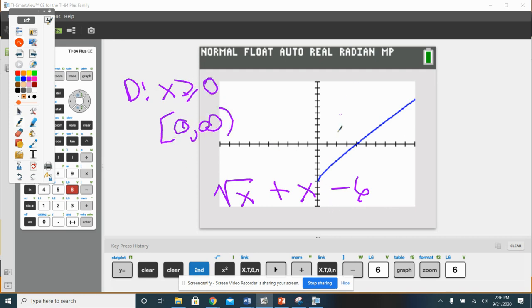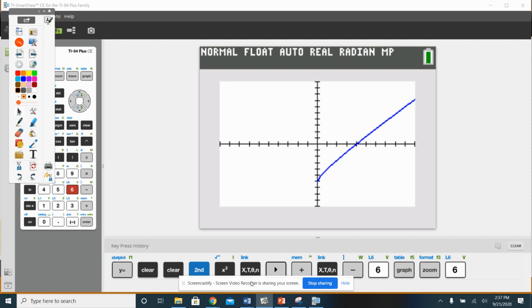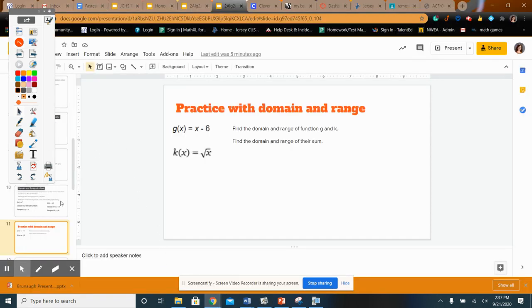Now, for the range, it looks like I'm bottoming out here at 1, 2, 3, 4, 5, 6, negative 6. And I do think it can be negative 6 because I can have 0 here. So this is going to be a solid dot, and it will be negative 6 to infinity, up forever. So you're just going to look at your graph and see if you can get an idea of what's going on based on that picture.